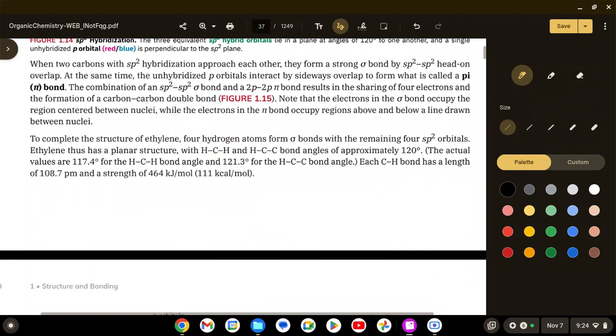Ethylene thus has a planar structure with HCH and HCC bond angles at approximately 120 degrees. The actual values are 117.4 for the HCH and 121.3 for the HCC. Part of that is the size of things because they're not all the same size. Hydrogen's actually pretty small compared to carbon, but hydrogen's also more electronegative by a few decimal points than carbon, and so that's going to shift things just a little bit. That's why they're not 120. Each CH bond has a length of 108.7 picometers and a strength of 464 kilojoules per mole.